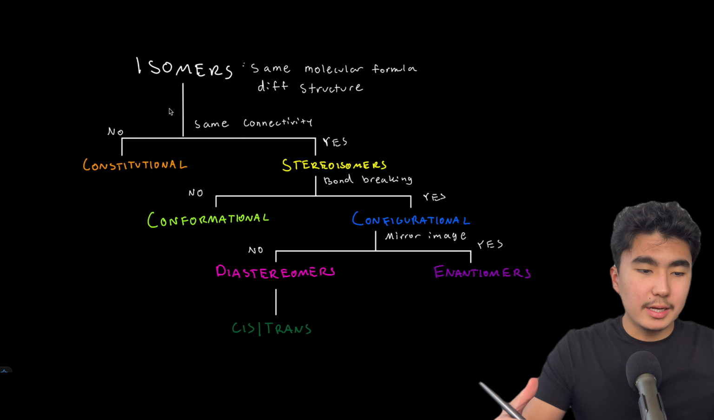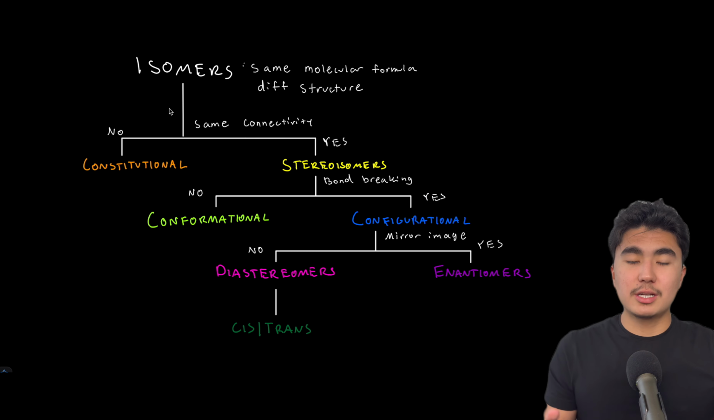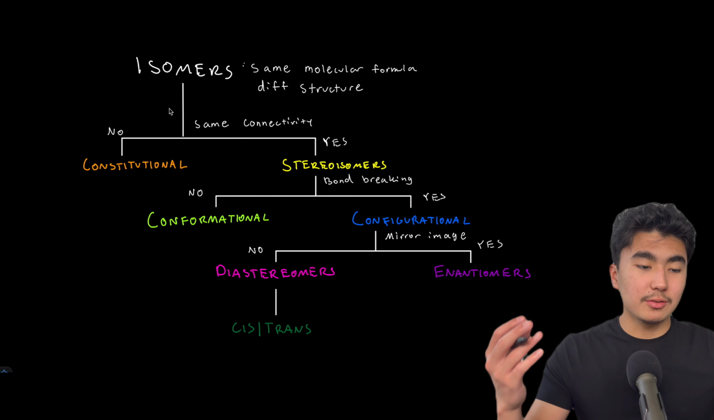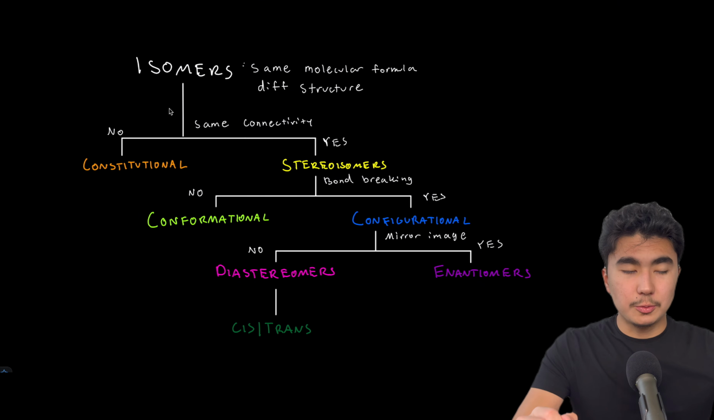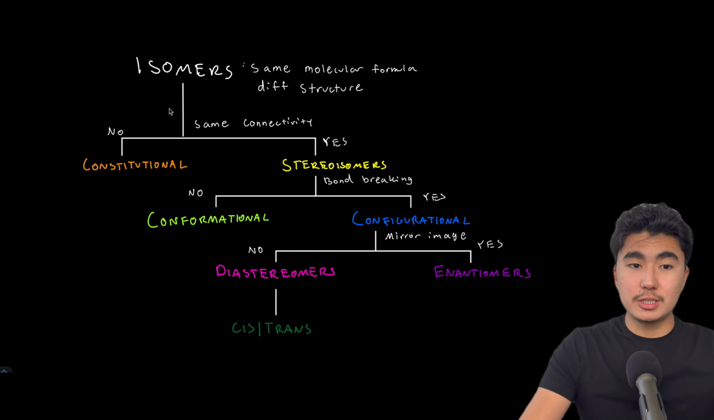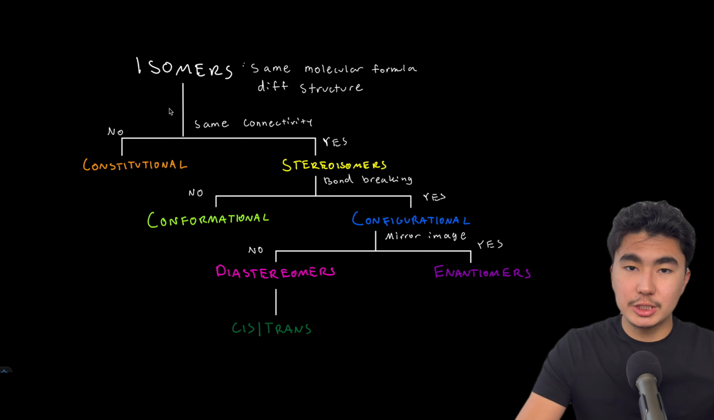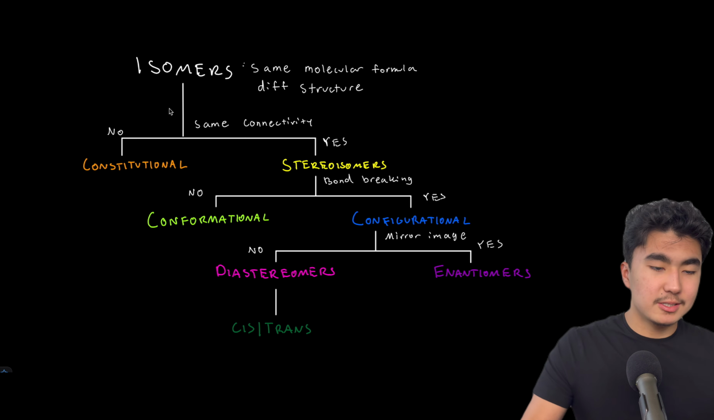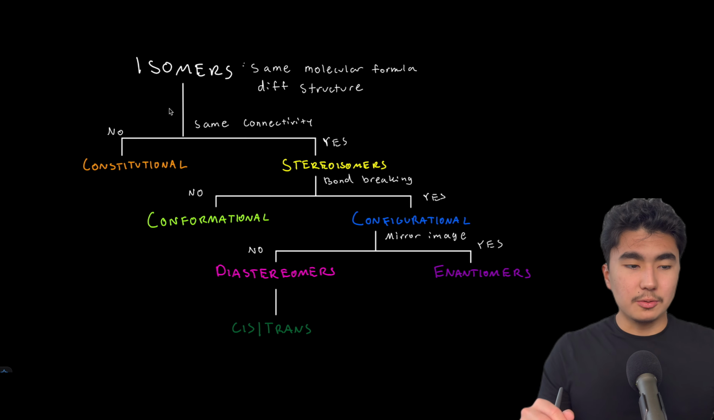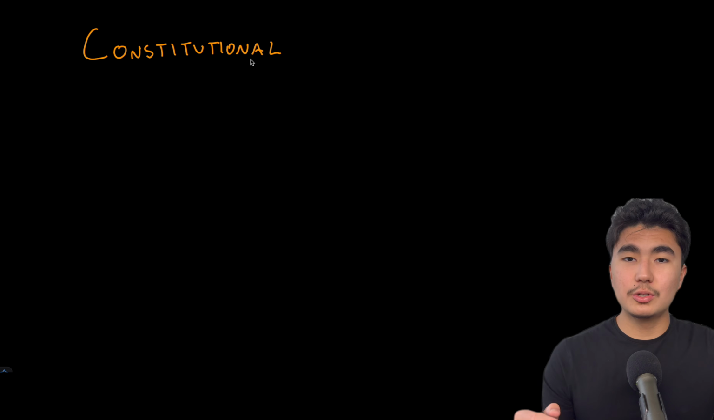The biggest difference between the two is that enantiomers are mirror images, while diastereomers are not, and diastereomers can be broken down to cis and trans isomers. Like I said, this is a good diagram to memorize, because there might be some MCAT questions asking what the two types of configurational isomers are, which, you know, are diastereomers and enantiomers. So let's first start off with constitutional isomers.